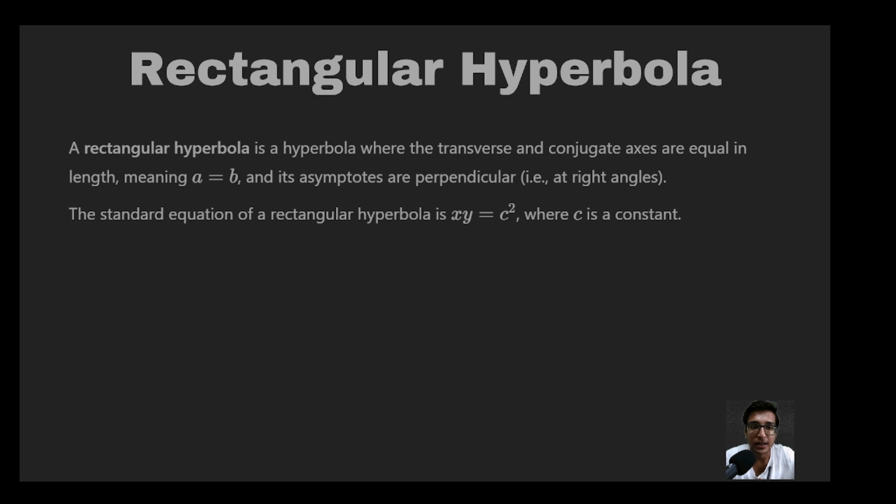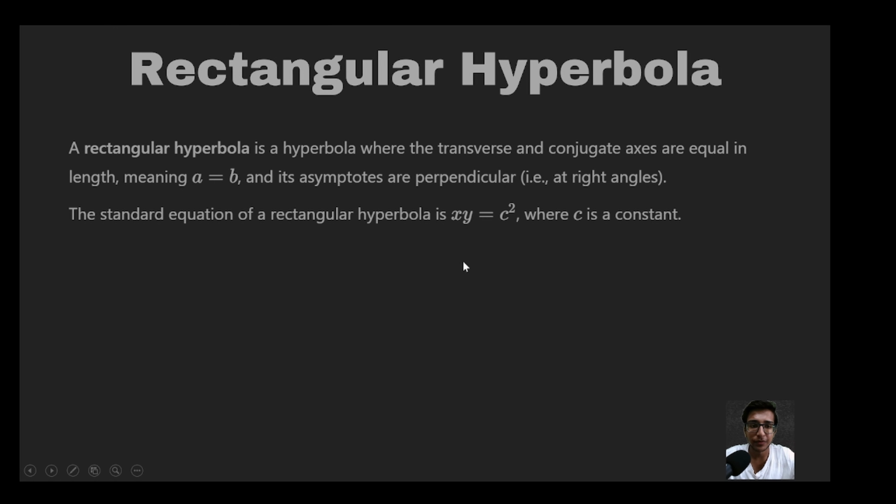Now let us look at understanding what a rectangular hyperbola is. It is a type of hyperbola which has been classified as a rectangular hyperbola. What is it? In a rectangular hyperbola, the length of the transverse axis and the conjugate axis is equal. That means, as it has been mentioned here, a is equal to b.